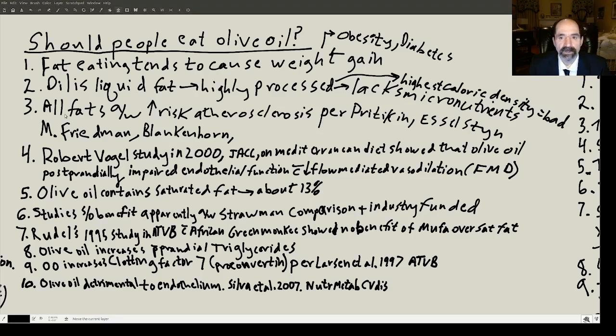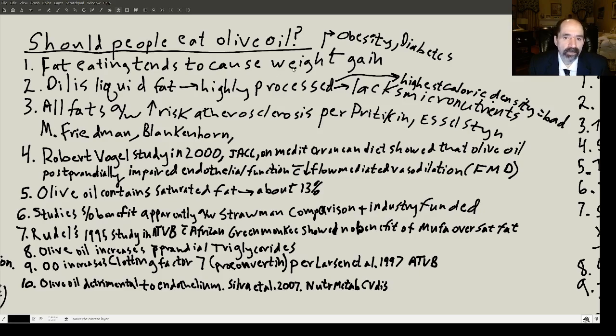Okay, here's another question that often arises. Should people eat olive oil? So we talked about this, primarily of the MUFA, monounsaturated fatty acid, oleic acid, C18 with one double bond. So here's the problem. Just like we spoke about, if you're eating any oil, oil means liquid fat, and it also means a highly processed substance with the micronutrients removed, the fiber removed, etc.